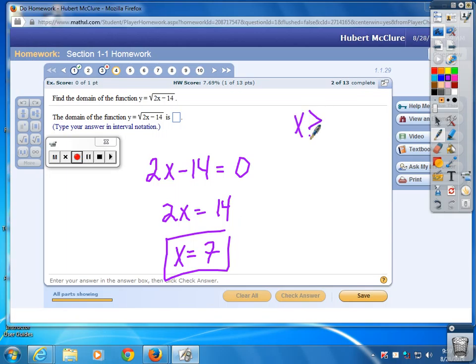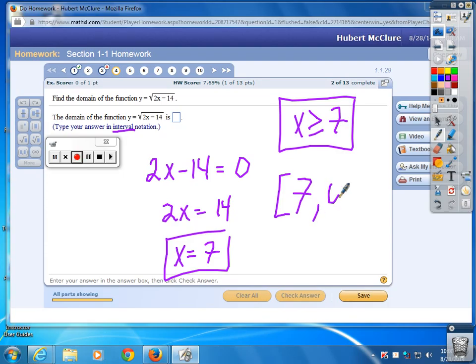So what is our domain? X greater than or equal to 7. The radicand is what's under the radical. So there is your domain. Now, what does it say to write it in? What kind of notation? Interval, Hubert. That's right, class. So this is not interval notation. Interval notation means 7 to what? Infinity.